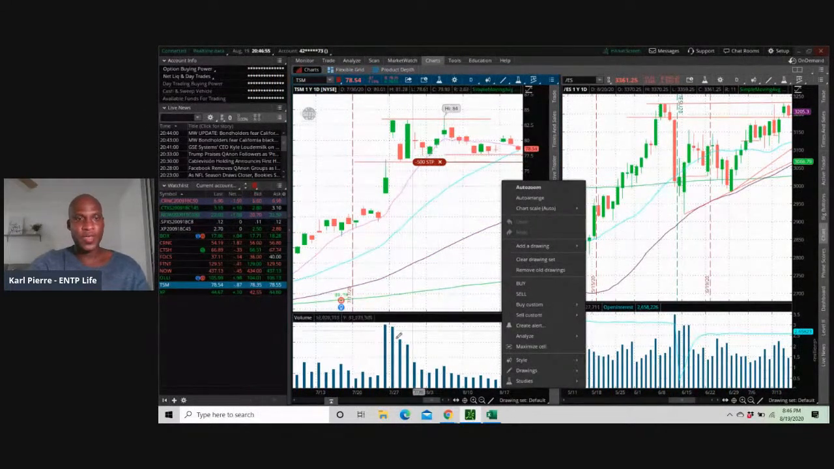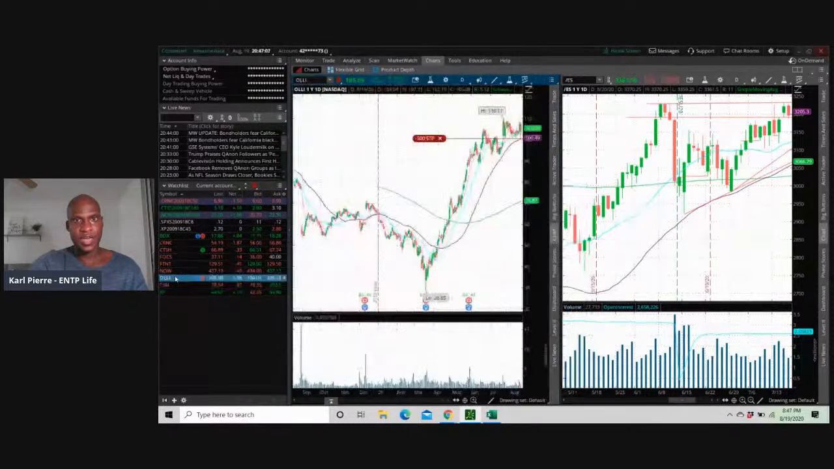But I just wanted to show you that, look, the high here, resistance. Again, it closes below that line. That resistance is still holding. So that's my trend line. Let's look at another stock.